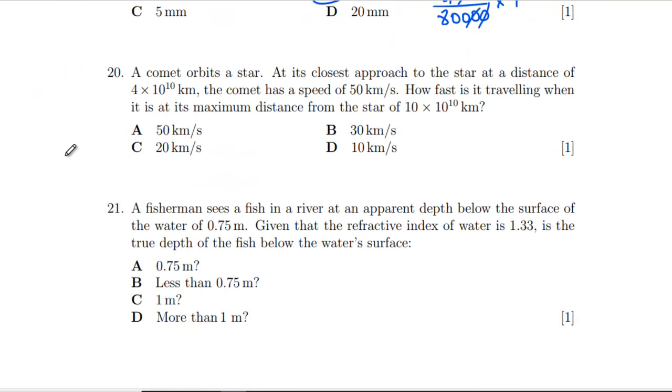Question 20. A comet orbits a star at its closest approach to the star at a distance of 4 times 10 to the 10 kilometers. The comet has that speed. How fast is the comet traveling at its maximum distance from the star? Okay, so what's going to be the best way of doing this? We could either do this in terms of energy or in terms of Kepler's law. Might be quite nice, mightn't it? I think, yeah, let's go Kepler's law.